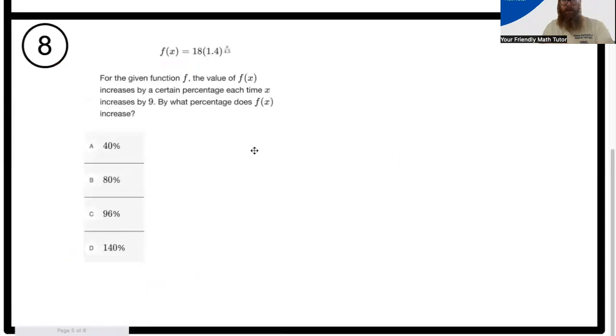All right, number 8. So here, for a given function, the value of f of x increases by a certain percentage each time x is increased by 9. So what you can do here is pick two values of x. All right, x equals 0 and x equals 9. Because that's an easy way to see. 0 is always easy to plug in. And we want to see what happens when it's increased by 9.